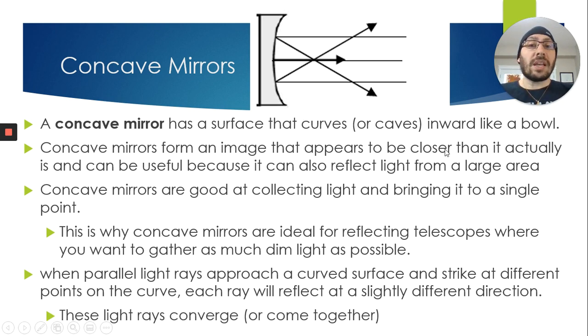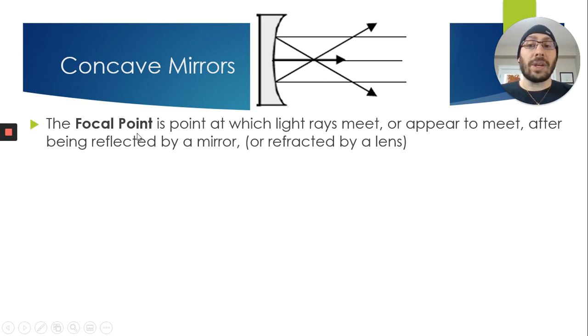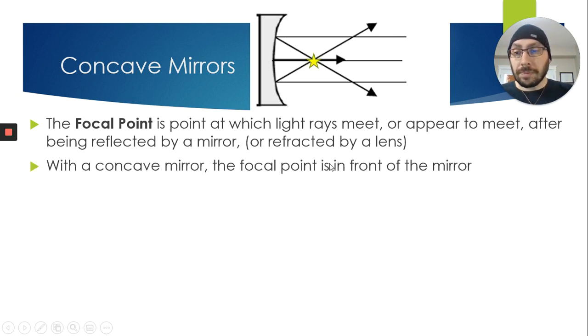So these light rays all converge and come together at something that's called the focal point. The focal point is this point right here where all the light rays meet after being reflected by a mirror. And that's it right there. With concave mirrors, the focal point is in front of the mirror. So here's the mirror. The focal point is always right in front of it.